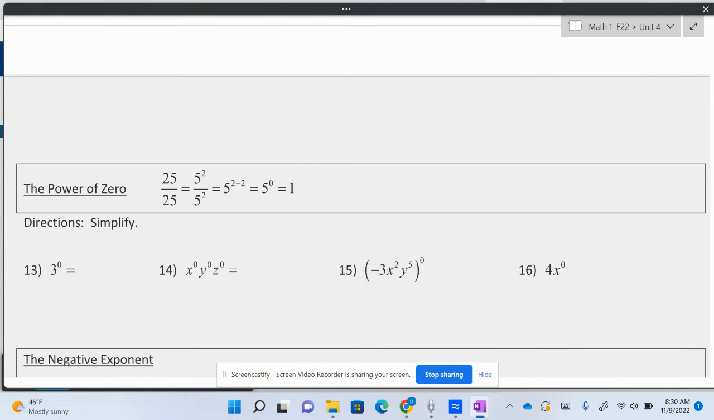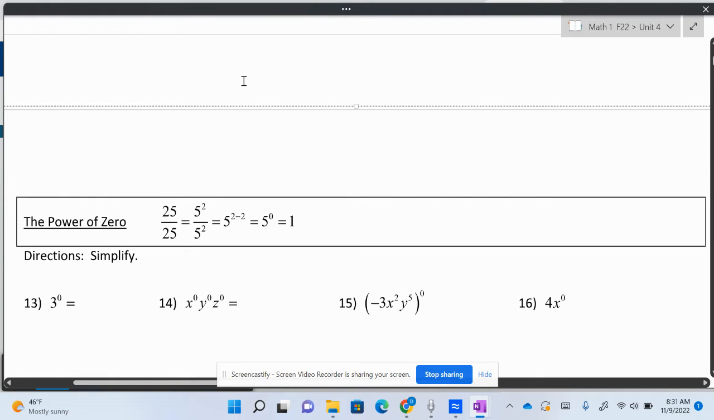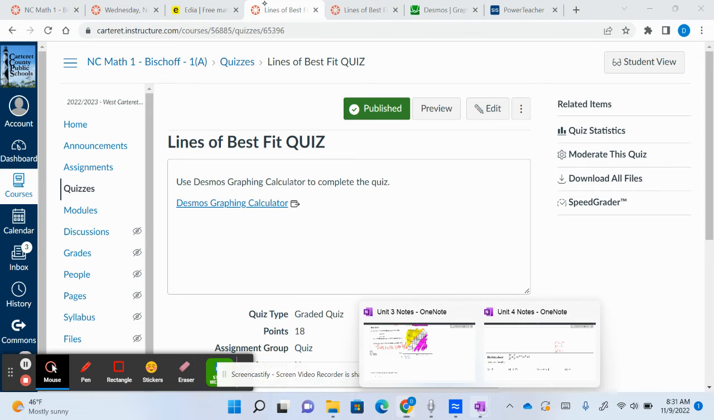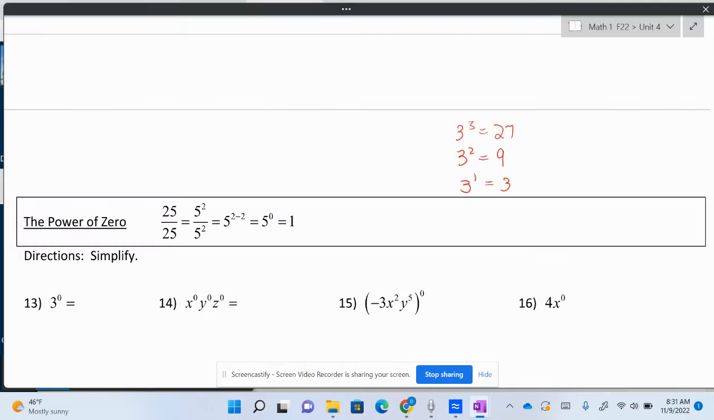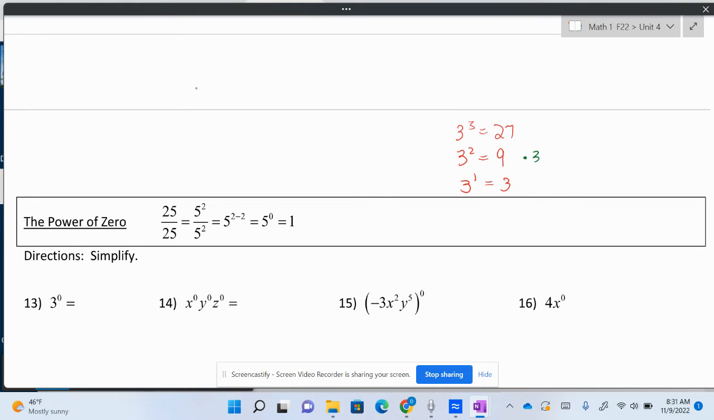So the power of 0 is weird, just because it's kind of hard to wrap your head around. So I'm going to start with a number that we know. So I know that 3 to the 1st power is 3. I know that 3 to the 2nd power is 9. And 3 to the 3rd power is 27. Each time I'm taking the next step, I take the previous term and multiply it by 3, right? To get this term.